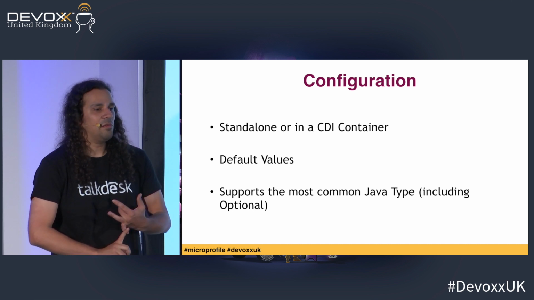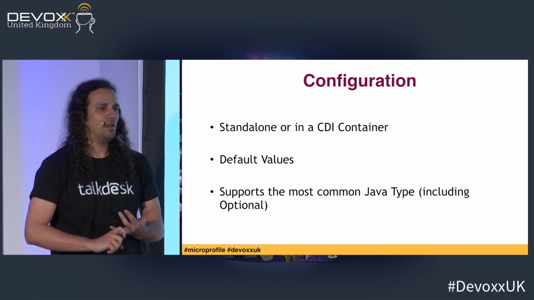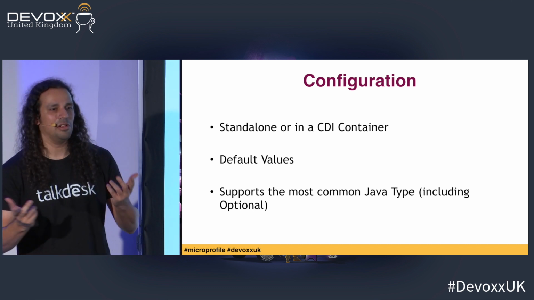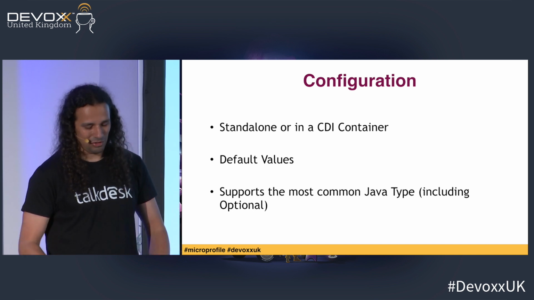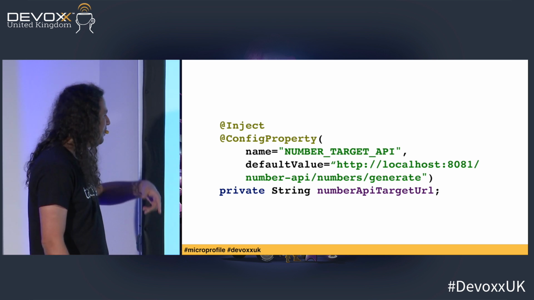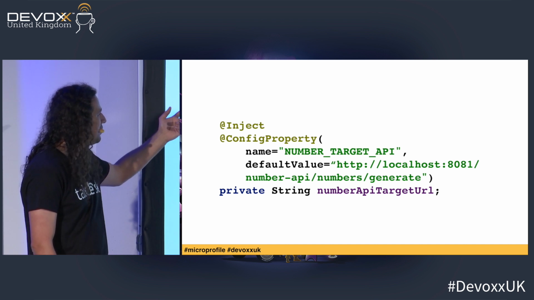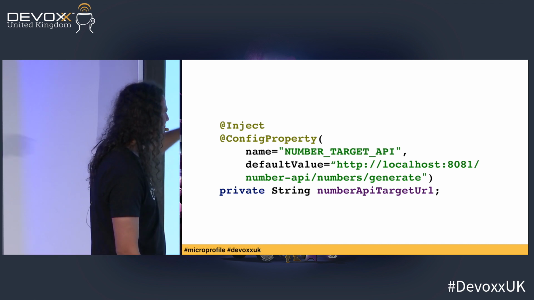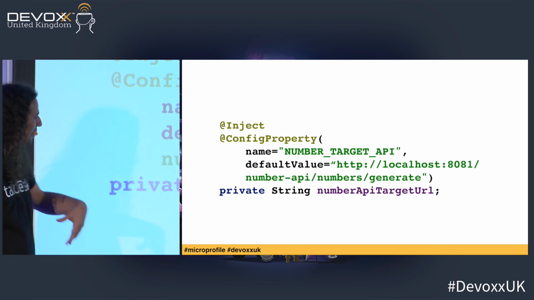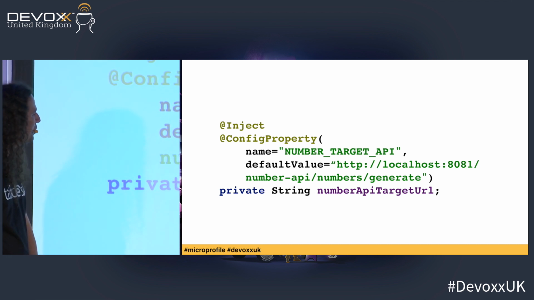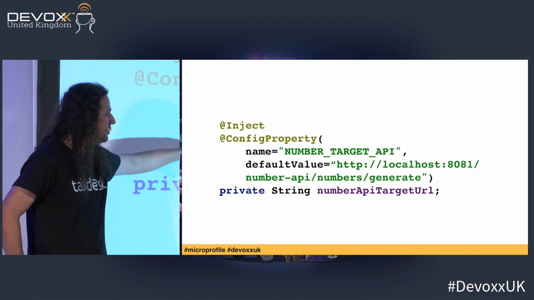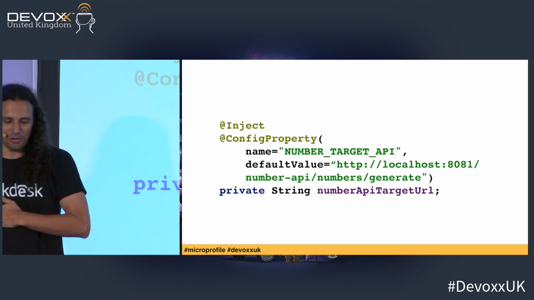So it supports default values and the most common Java types: strings, integers, longs, and it even supports Optional. Let's just say the configuration is not there, it returns you an Optional, and then you can do whatever you want with it. A very simple way to do it is you set up a property, you say @Inject, @ConfigProperty, you pass in the name of the configuration, and you can set up a default value. In this particular case, I'm saying that's the target URL for me to call the number API, and if I don't set one up, I can just put the default one over there.